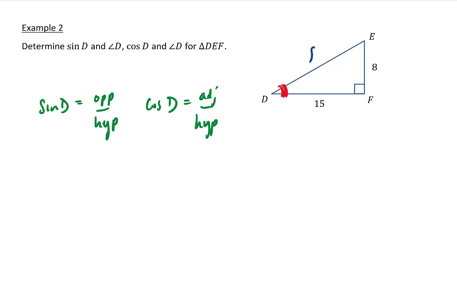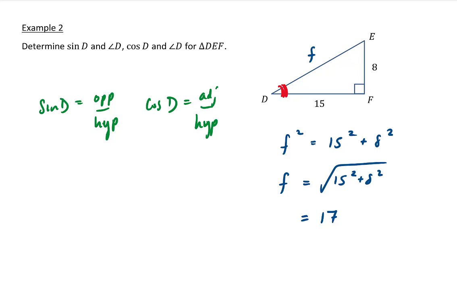That would be side F. Remember, across capital F is little f. So we have f squared is equal to 15 squared plus 8 squared. So side F is equal to the square root of 15 squared plus 8 squared. And if you solve for that side length using your calculator, you should end up with f equal to 17. And this would be side E, and this would be side little d.